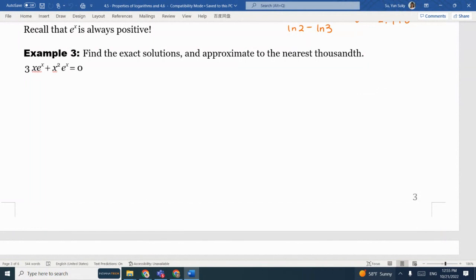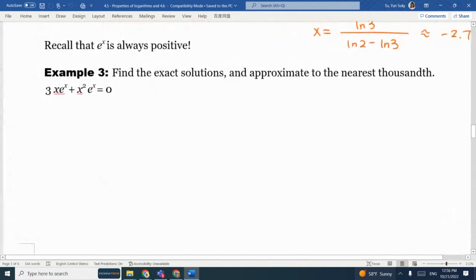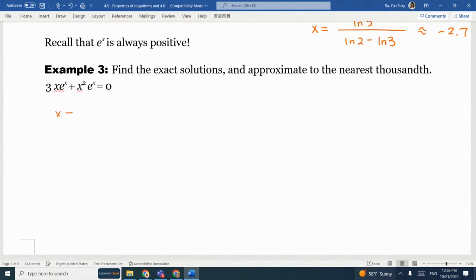Can you see some common factor? What's the common factor? x, right? What else? e to the x is a common factor too. So we factor out the common factor. If you see the terms have a common factor, factor it out. What's left? 3 plus x, equal to 0.